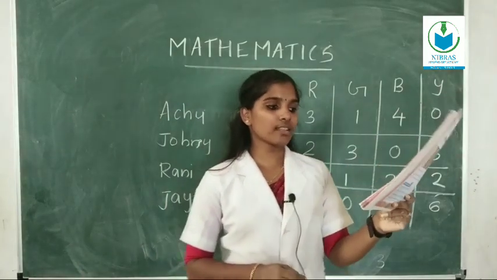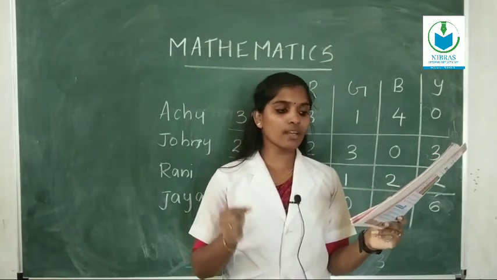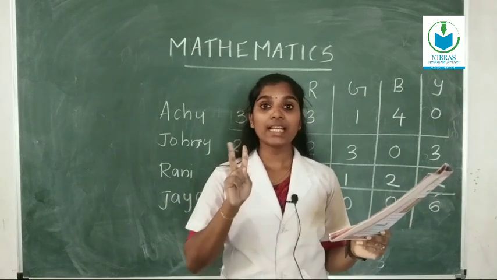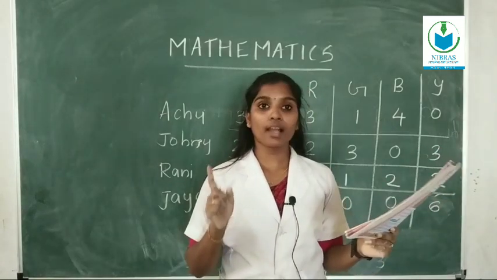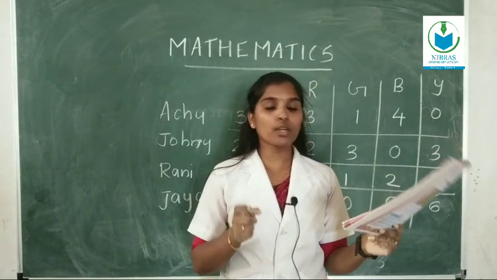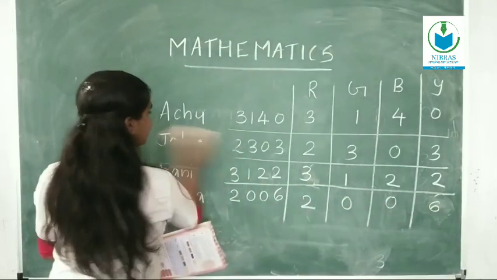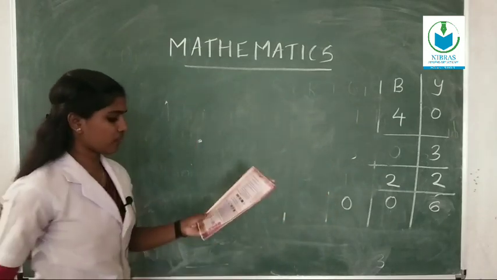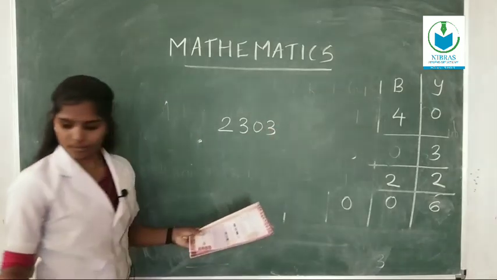Achu got 3140 points from 3104 tens. Okay, so in 3140 there are 300s and then 3104 tens, right? Okay, so how do we write 2303 in this way? Okay, so we want to write 2303.